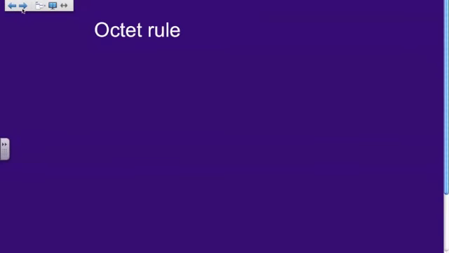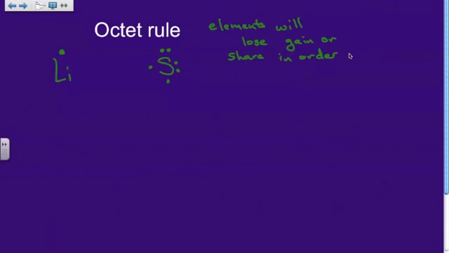So, going back to the octet rule with Lewis structures, if I had lithium and I have sulfur, to actually add on to the octet rule, elements will lose, gain, or share in order to have full valence shells, or 8 valence electrons.